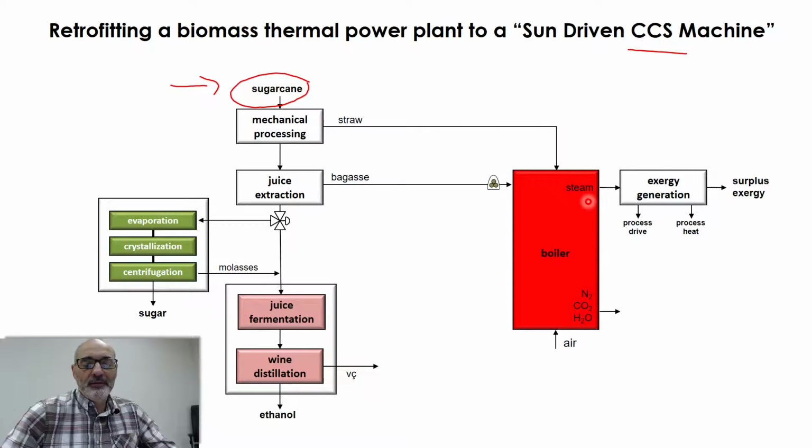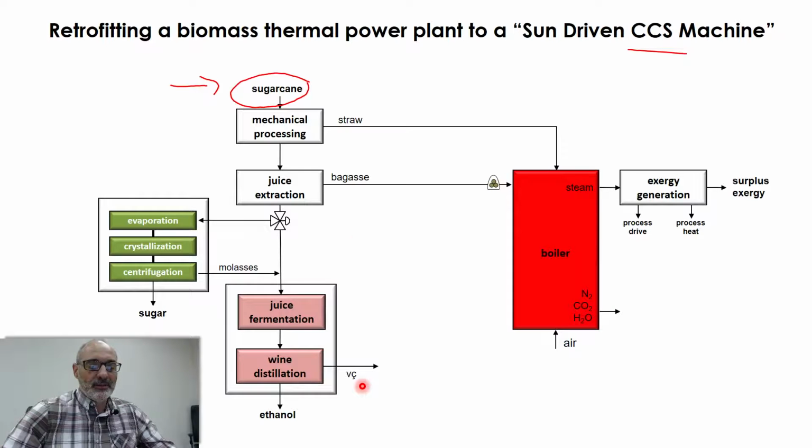Straw you can burn directly in the boiler as a fuel. It has a low moisture content, so it's very good. From the rest you can extract juice. So juice, you can produce sugar, or you can ferment and produce ethanol.